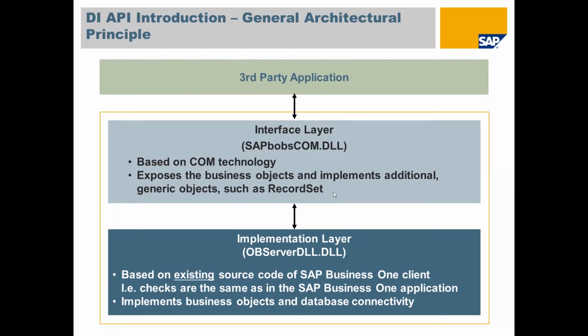So you can access the business objects of SAP Business One by addressing the interface layer, which is represented by SAP babscom.dll. In addition to the existing business objects, you can also address more generic records such as the record set object. So we will deep dive on how to use the babscom in more detail in the next sessions.